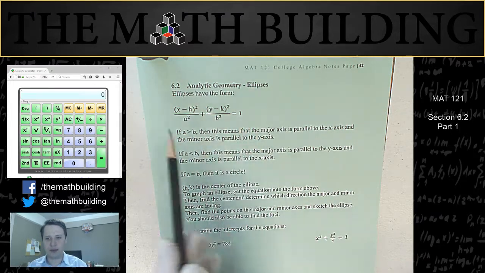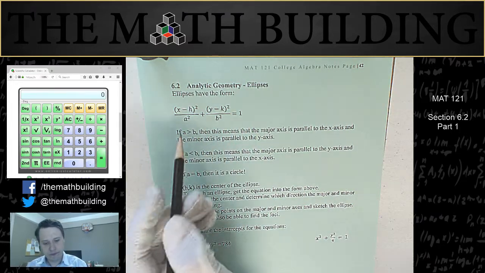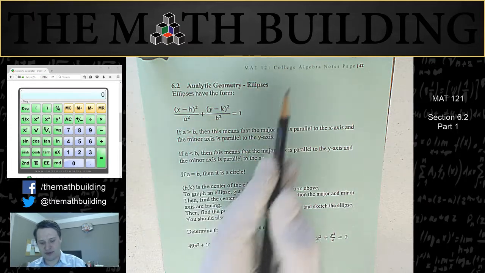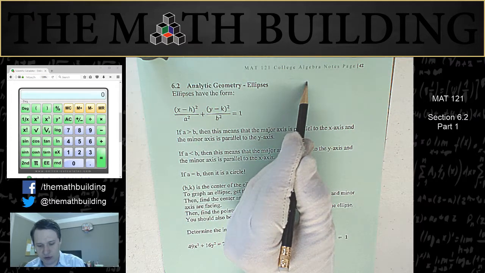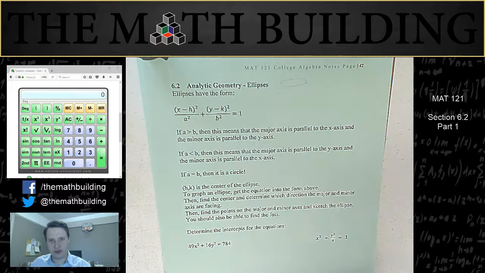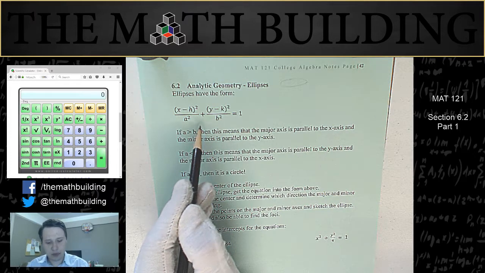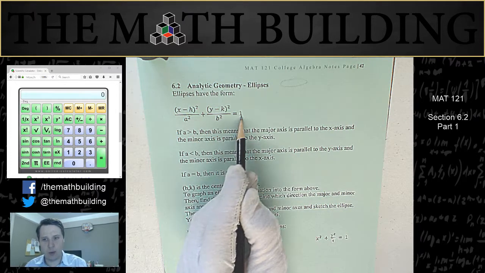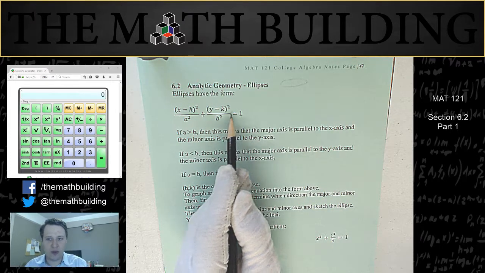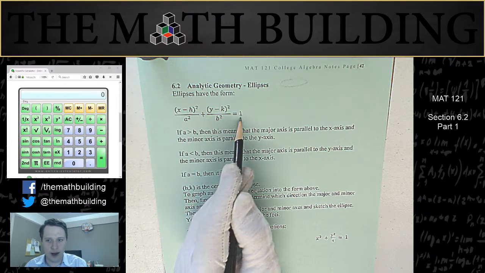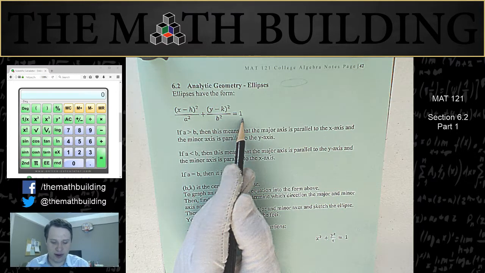All right, so let's break this down a little bit. First of all, remember what an ellipse is. An ellipse is kind of like an oval. It's a circle that's been stretched in one way or the other. How do you recognize that something is an ellipse? Well, first off, notice that it's equal to 1. This is what we want. We want this equation to be equal to 1, or we have some work we have to do on it.